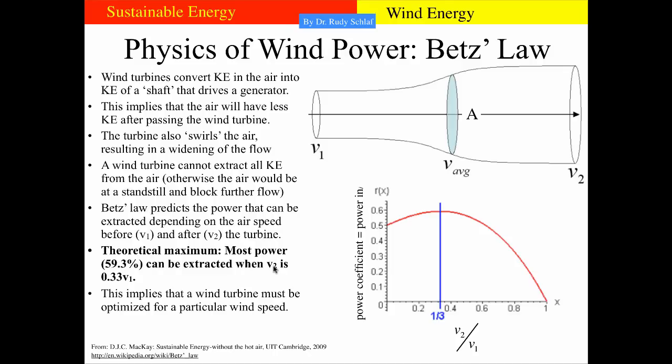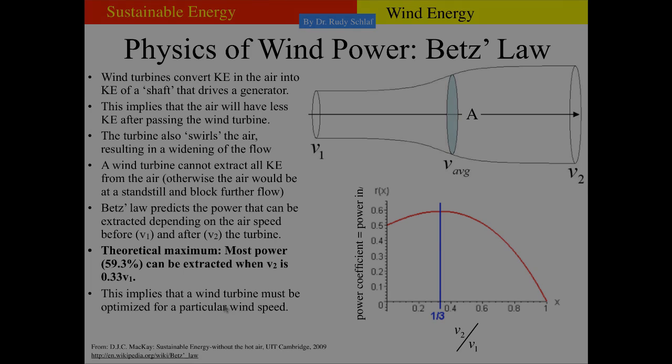Since we need to have this ratio between air going in and out, this means that wind turbines need to be adjusted and optimized for a particular wind speed to maximize the energy conversion.